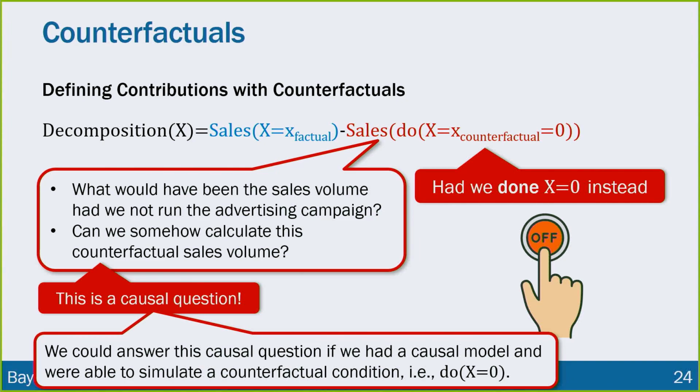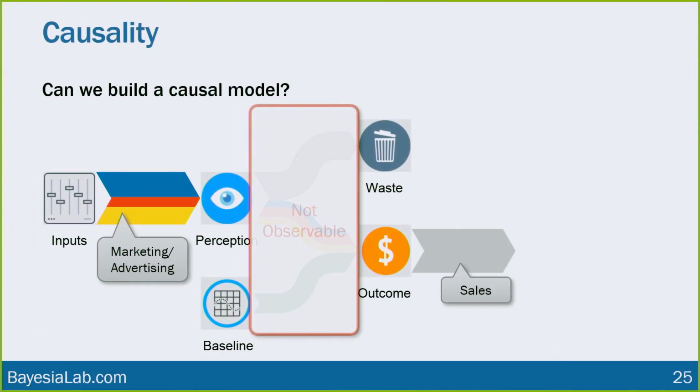Okay, so can we build a causal model is our next question. And you can see I'm peeling back the onion further and further. If one question leads to the next question, we'll actually have to step through quite a few layers here until we get to the answer. So can we build a causal model?